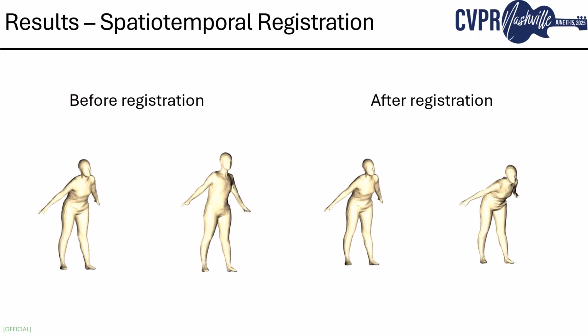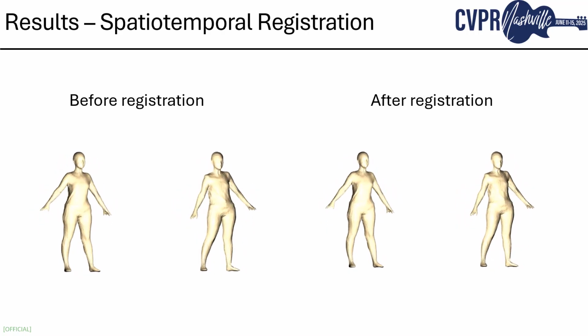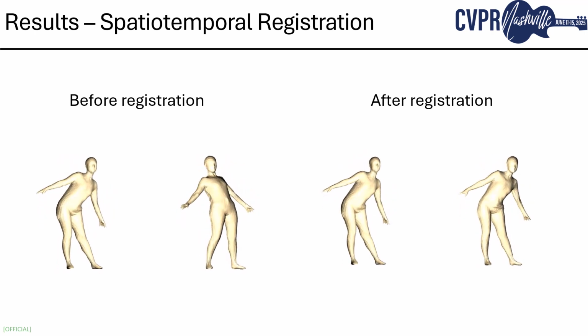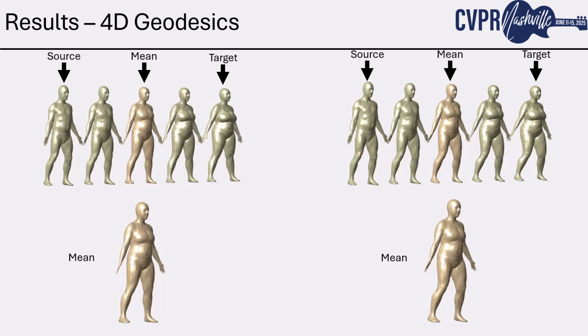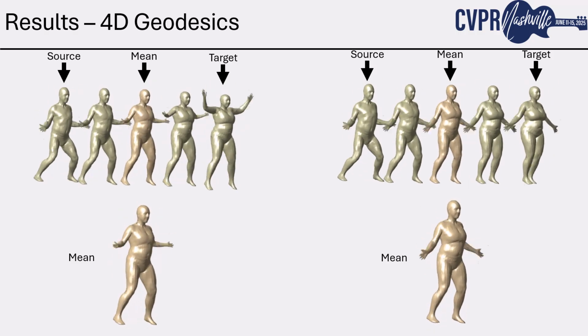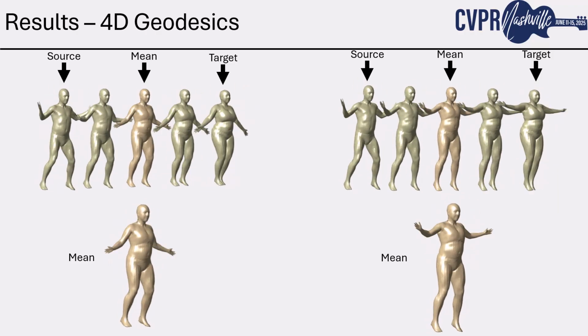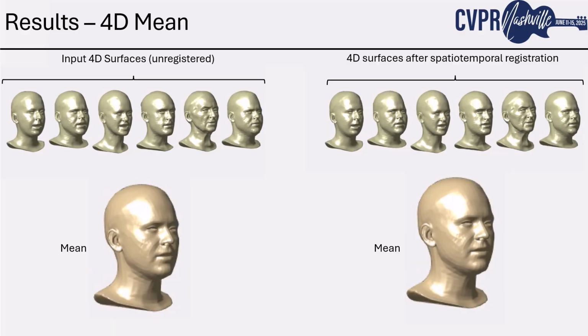These are some results of spatiotemporal registration. On the left, we show the results before registration, and on the right, after registration. Now we show the results of 4D geodesic. On the left are before registration and on the right are after registration. These are the results of 4D mean. On the left are before registration and on the right are after registration.